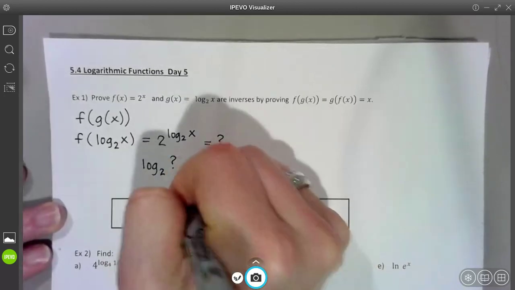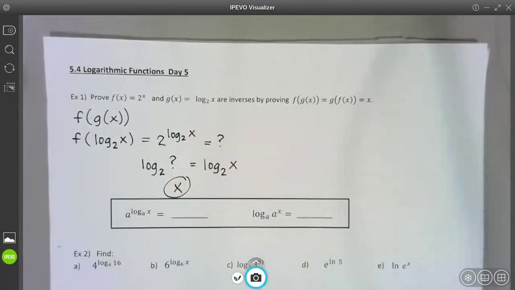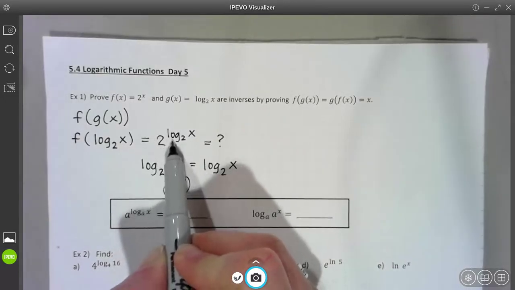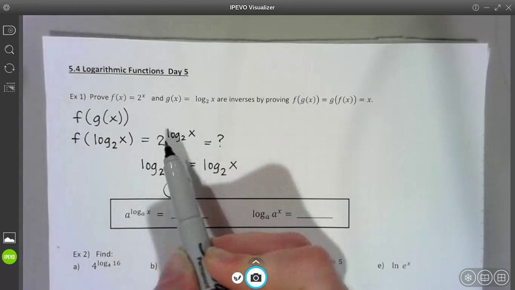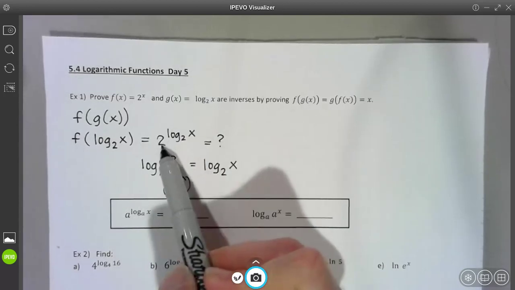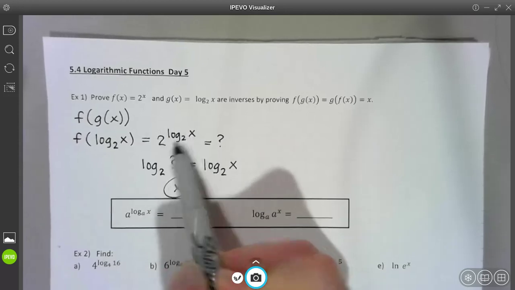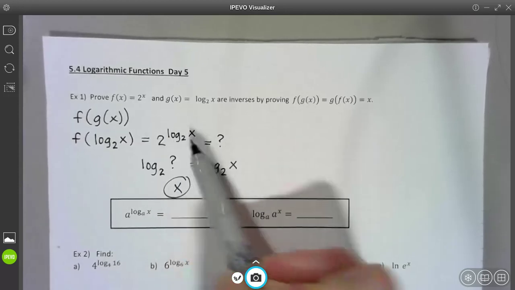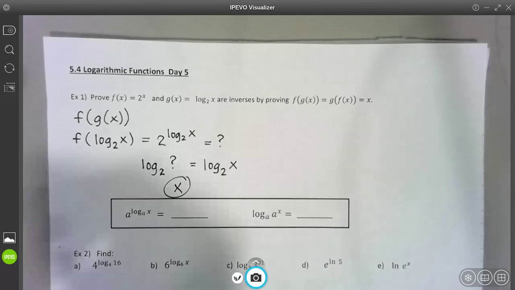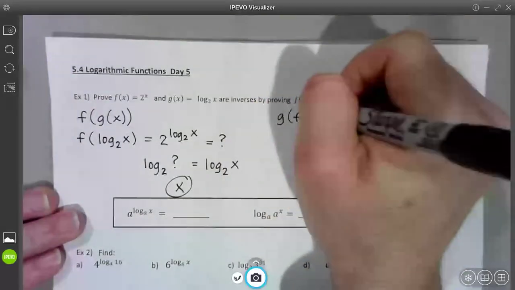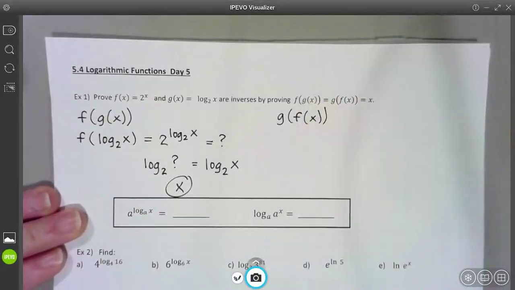So in reality, this is what I'm talking about. It's hard to see the undoing happening, but it's happening. You're left with just x when you take a base 2 exponential and you raise it to a log base 2 of x. Because guys, what's actually happening is this base 2 exponential and this log base 2, they're canceling out and they're leaving you with just x. All right, now let's prove the other composition. Let's prove that g of f of x, all operations cancel out and also leaves you with just x.